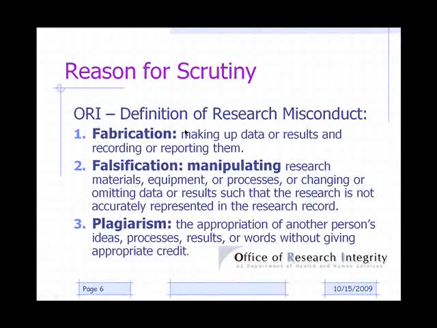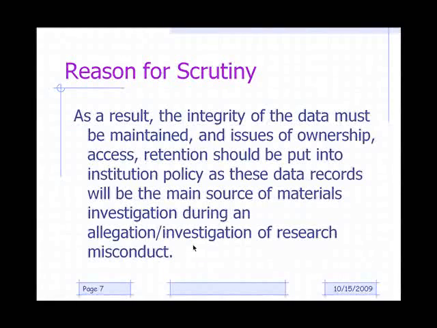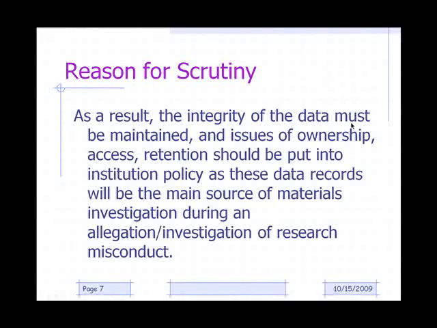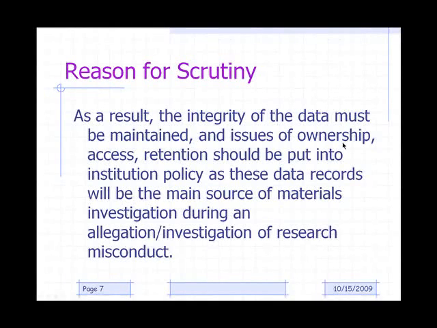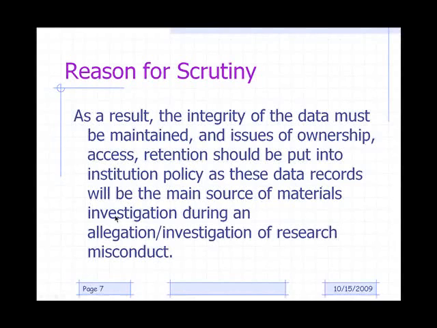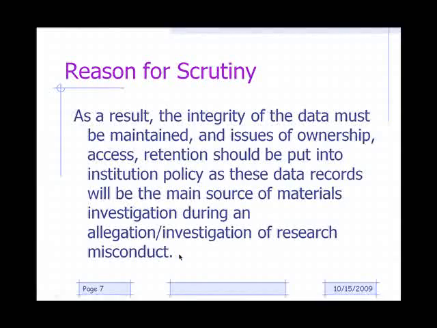We don't do things to prevent bad things from happening or to protect ourselves from the harm if we do something bad. But we need to be aware of what would be considered bad and that actions would be taken. Other reasons for scrutiny: the integrity of the data must be maintained, and issues of ownership, access, and retention should be put into the institution policy, as these data records will be the main source of materials during an investigation of an allegation of research misconduct.